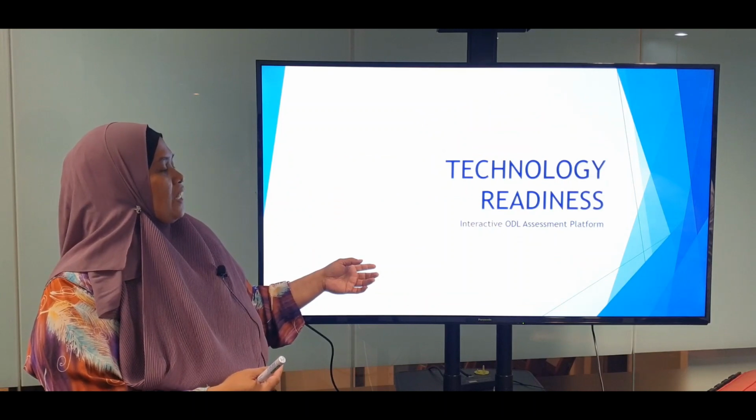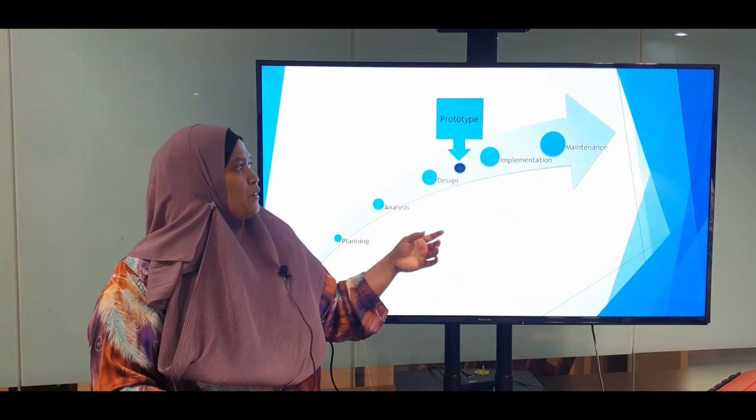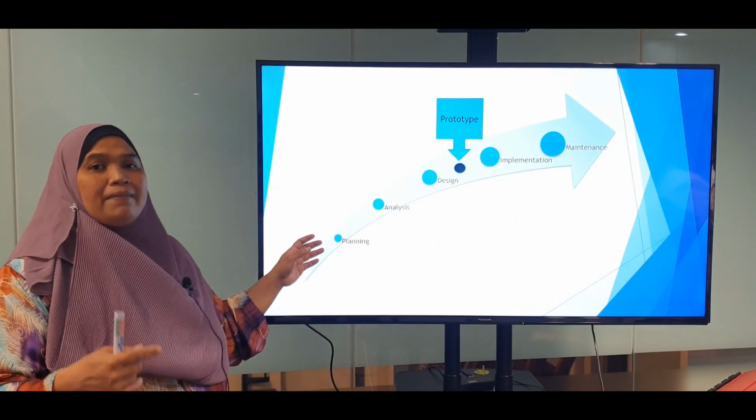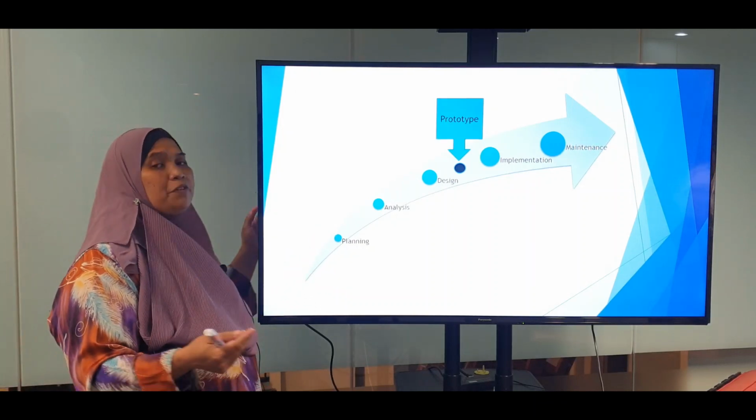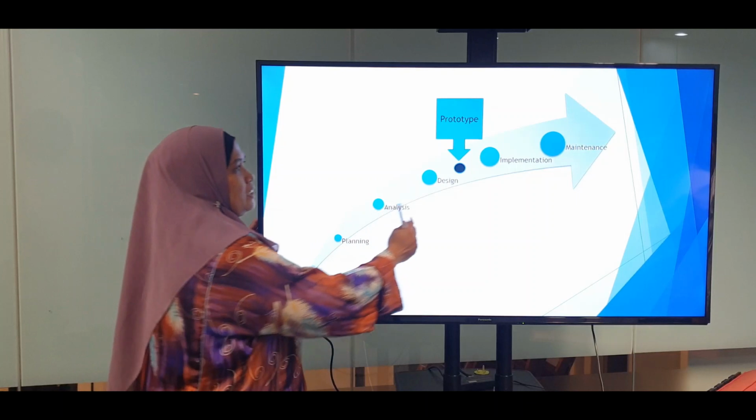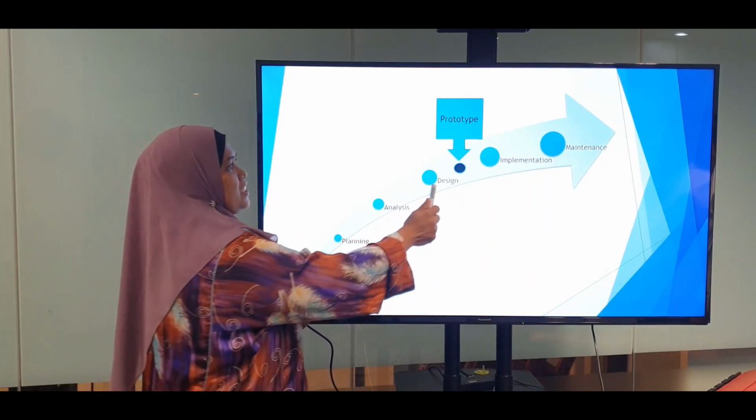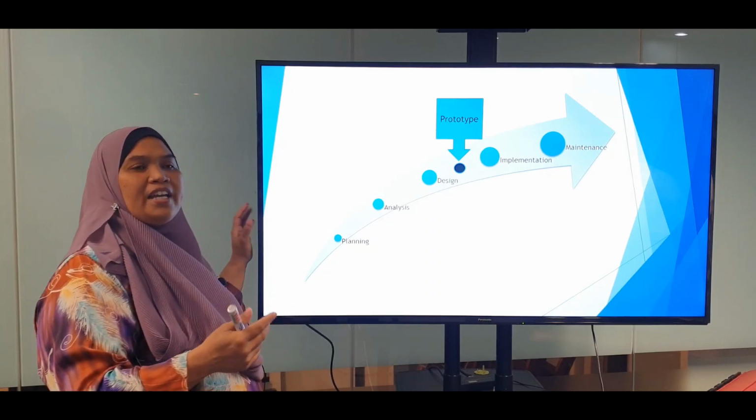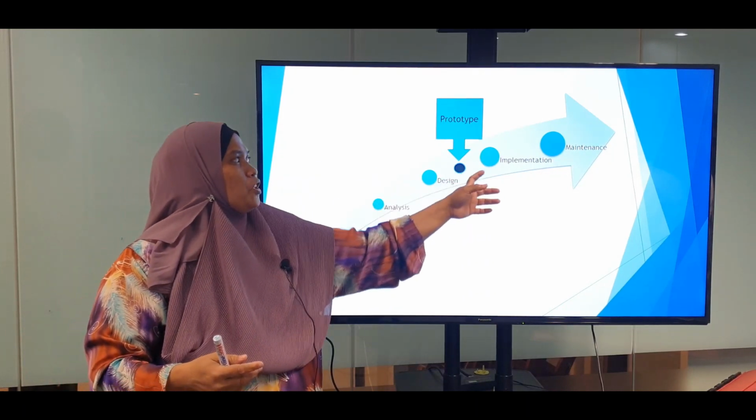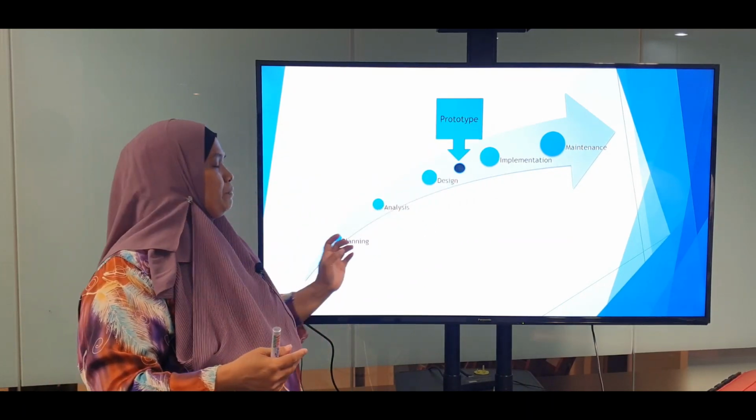Let's move on to the technology readiness. In order to develop a system or project, especially an information system, there are 5 phases involved: planning, analysis, design, implementation, and maintenance. For this project, we are in the prototype phase. We are done with module 1.